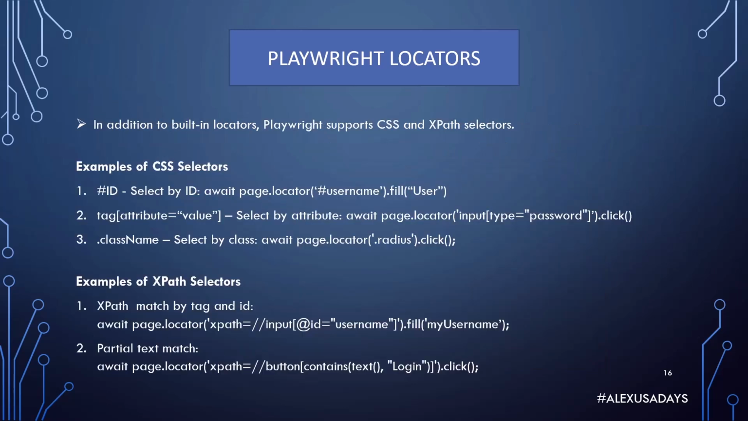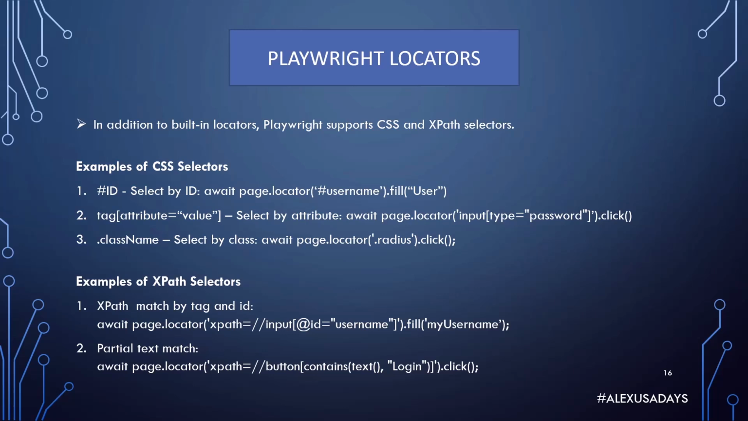Playwright also supports CSS and XPath selectors, even though they do recommend using Playwright locators first. Some examples of CSS are grabbing by ID, where you would use a hashtag, grabbing by tag, by attribute and the value, or grabbing by class name by putting a dot before the class.